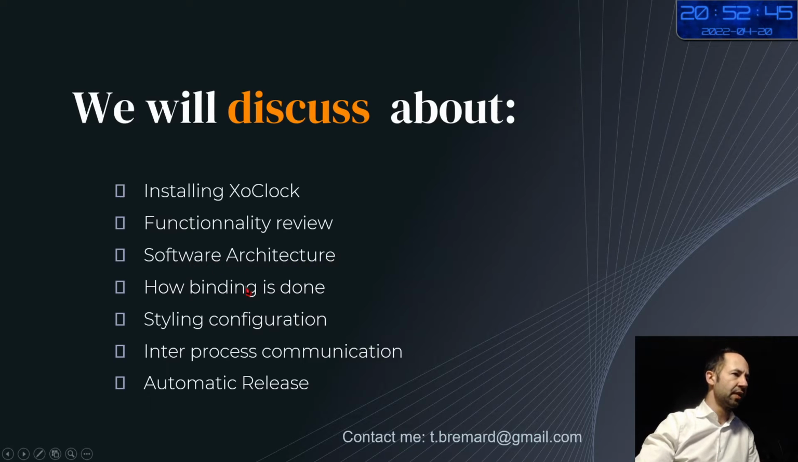We will discuss what a binding is, how we can do some styling on the desktop app. You will see that it is configurable by the user, not only in the code. And also we'll see a technique to make inter-process communication with pipes to send commands and to receive commands so that we can control the desktop app via a remote process on the local machine. And then we will see also together how we can make an automatic release.